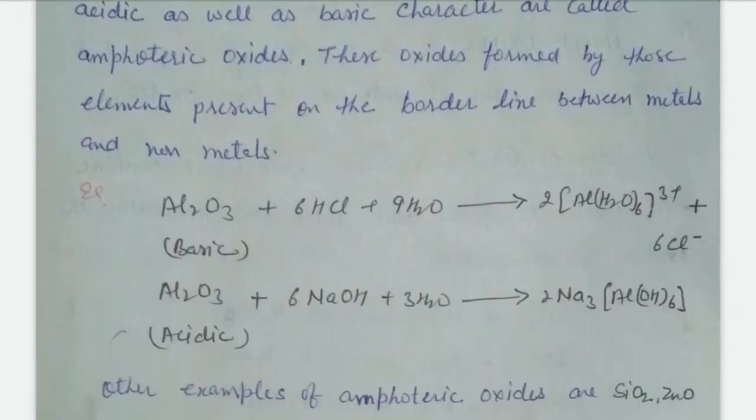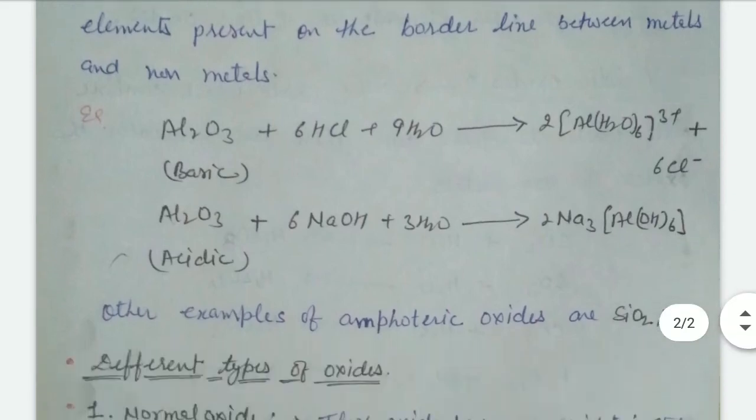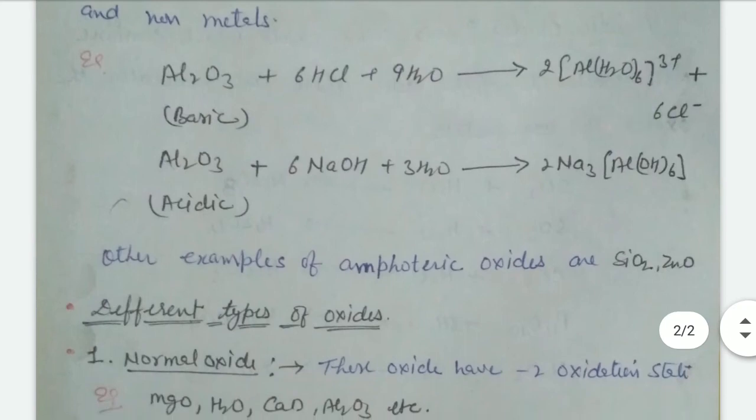Like aluminum oxide combined with HCl, where aluminum oxide acts as a basic oxide and forms a complex, and aluminum oxide reacts with sodium hydroxide, they also form a complex. When they combine with an acid, they act as a basic oxide. When they combine with a base, they act as an acidic oxide. Other examples of amphoteric oxides are silicon dioxide, zinc oxide, etc.